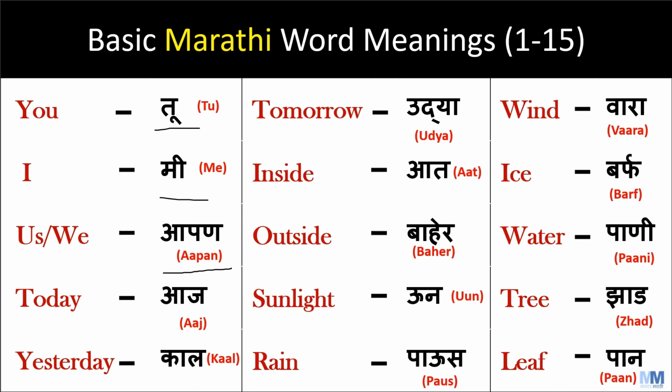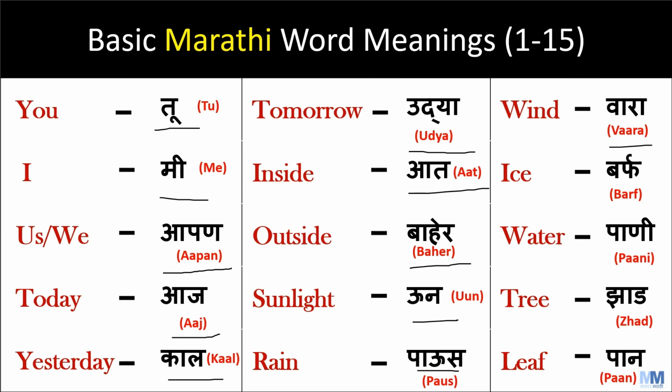Today is आज. Yesterday is काल. Tomorrow is उद्या. Inside is आत or आतमध्ये. Outside is बाहेर. Sunlight is ऊन. Rain is पाऊस. Wind is वारा.